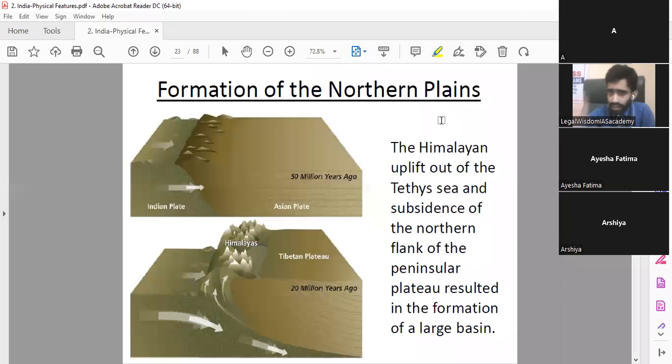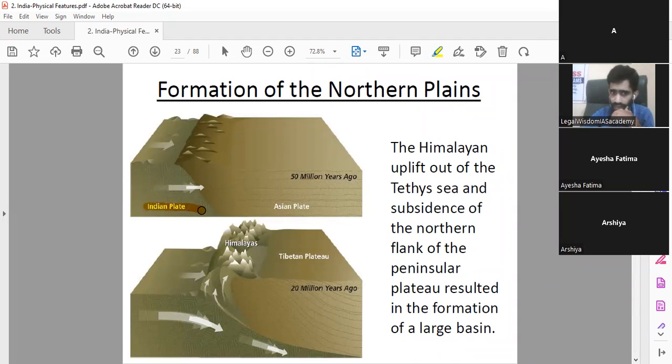The Himalayas' uplift of the Tethys Sea and the subsidence of the northern flank of the Peninsular Plateau resulted in the formation of large basins. The empty basin, with time, got filled with the mud and soil which was coming with the 3 rivers: the Indus, the Brahmaputra and the Ganga. You can understand from this.